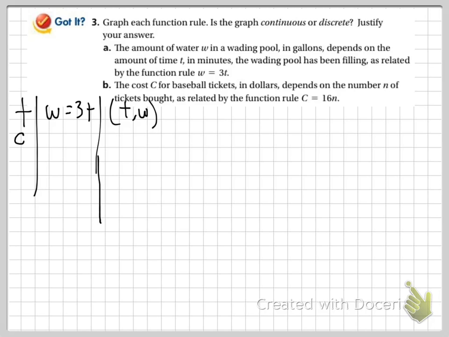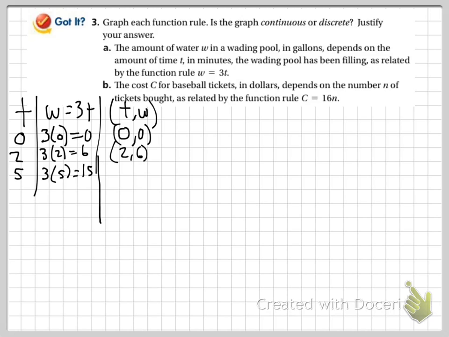Okay, I'm going to start by plugging in 0. So 3 times 0, that's just 0. So this is the point 0, 0. I'll plug in 2. I'm just choosing numbers here. 3 times 2 is 6. So this is the point 2 comma 6. And how about 5? 3 times 5 is 15. So this is the point 5, 15. And I'll graph it.